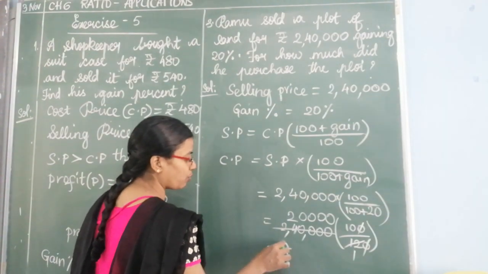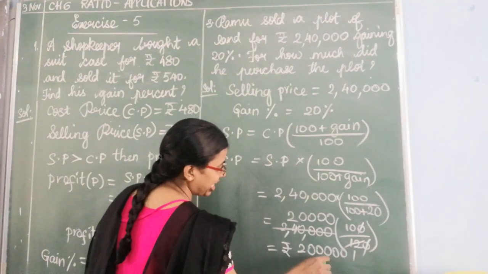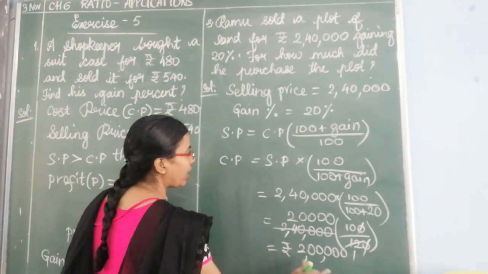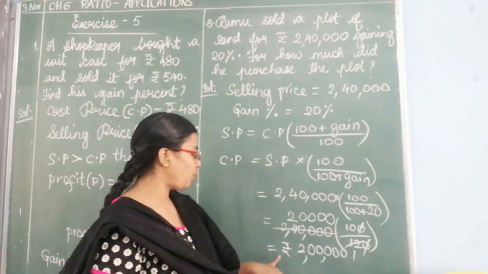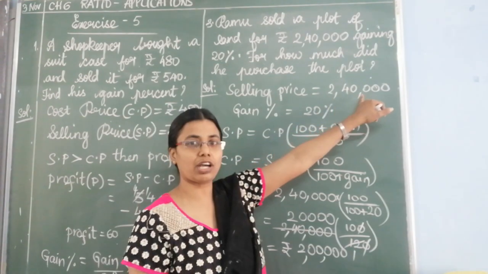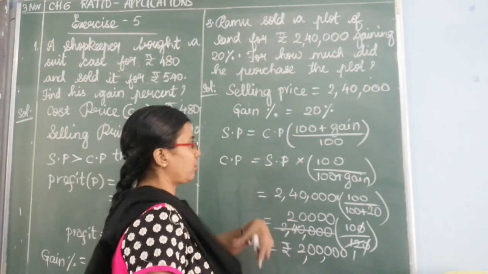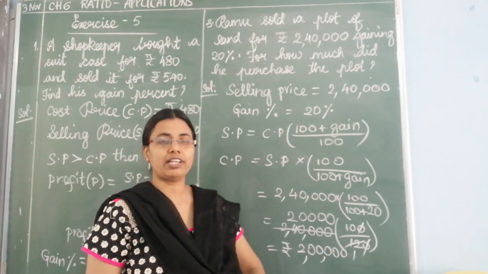So this is equal to rupees, 5 zeros is lakhs. So it is 2 lakhs. The cost price of this plot is 2 lakhs. He bought it for 2 lakhs. He sold it for 2,40,000. So he got a profit of 20%. Copy this in your classwork, children.